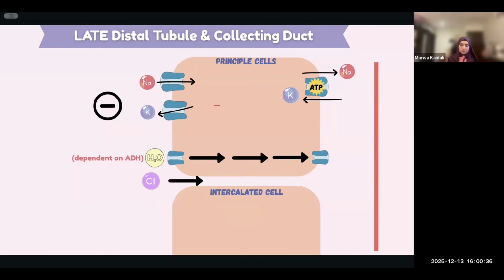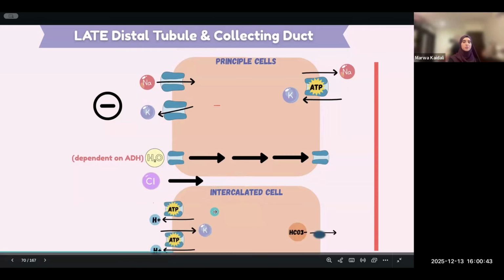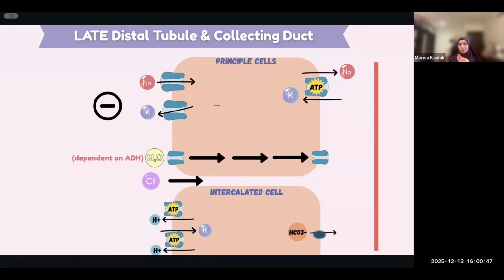So we talked about our principal cells. Now we're going to move on to our intercalated cells. When I talk about the intercalated cells, again, I want you to remember two main things: H plus secretion and potassium reabsorption. These are so important.